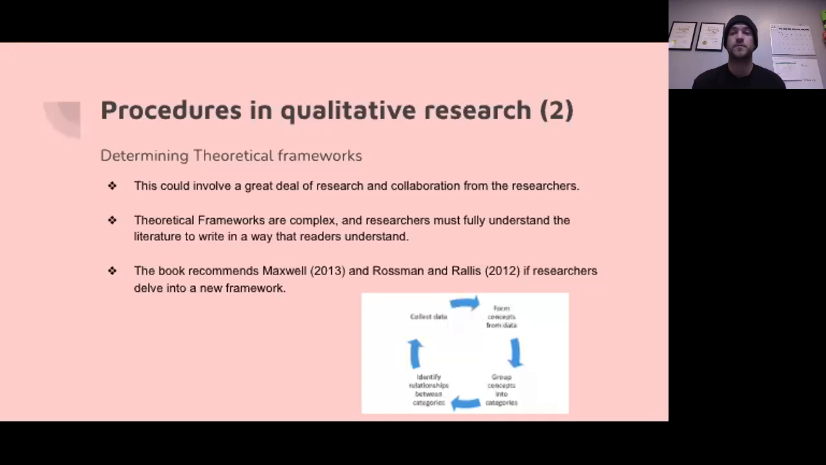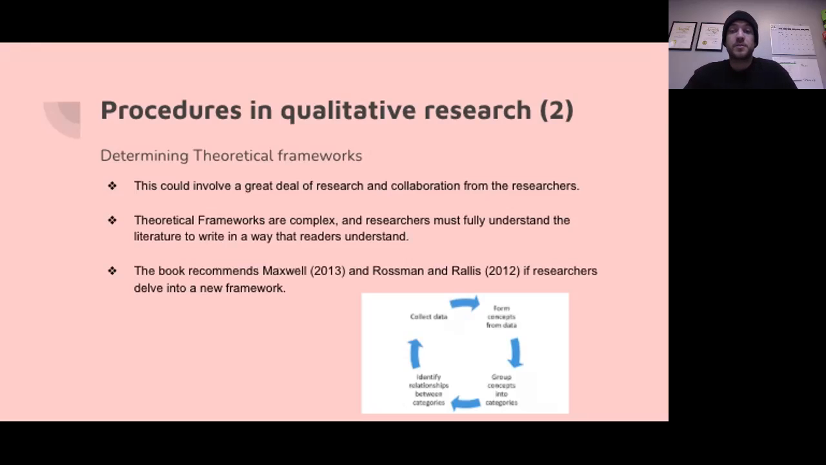Determining the theoretical framework that should be used for any particular study involves a great deal of research and collaboration from the researchers. Theoretical frameworks are very complex, and it's important for the researchers to have an extremely established understanding of the framework. In this case, they can conduct the research more effectively. The researcher must be able to explain the framework and the process of conducting it in a way that the reader fully understands the context.